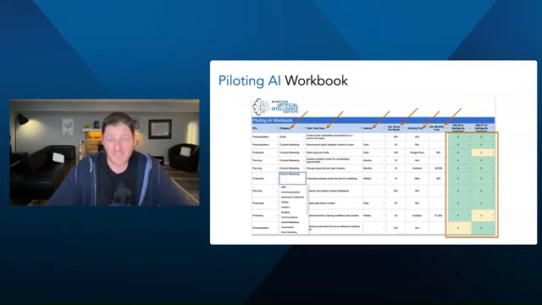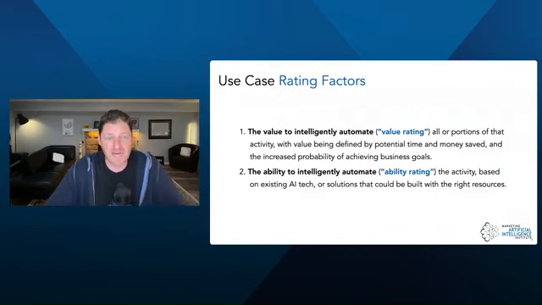You may give it a 1 because you don't want AI to assist it. You enjoy doing that process and you think it's valuable to you. The ability to intelligently automate kind of comes later, once you've centered on the ones you want to do. Is there actually technology out there to do it? Can you afford the technology? Is it something you can build yourself? So the ability is basically, is there tech able to do this?